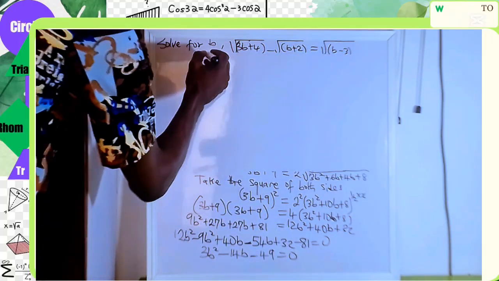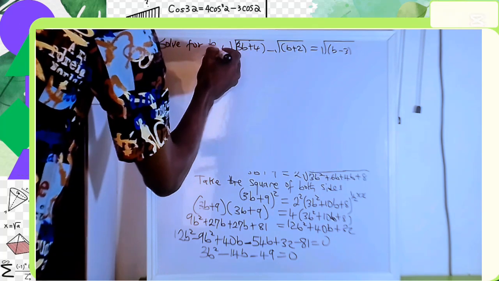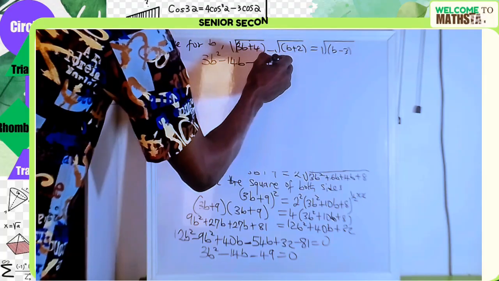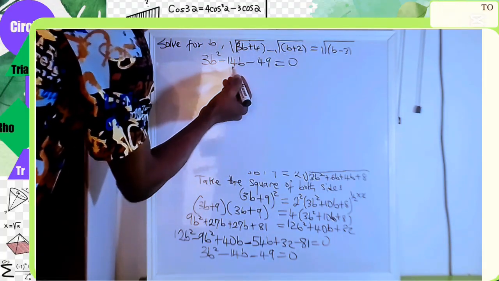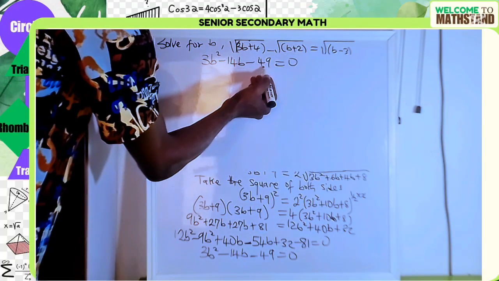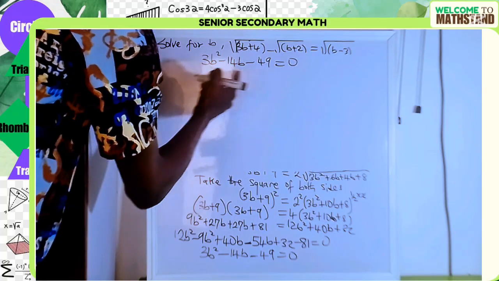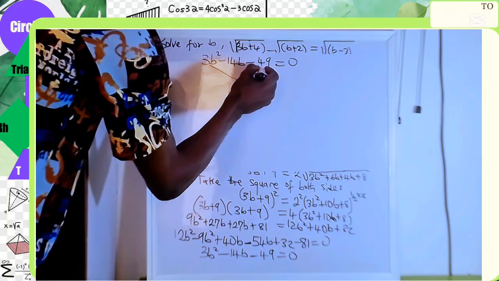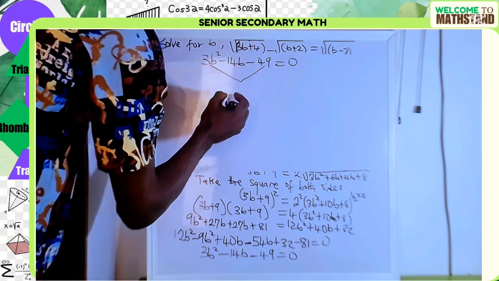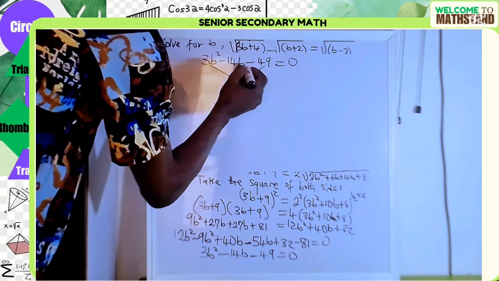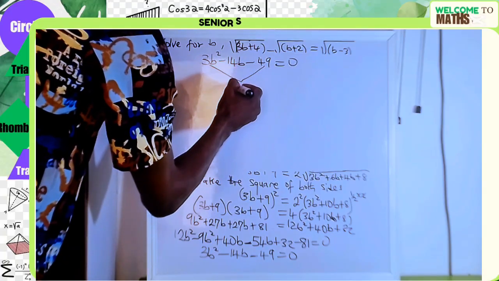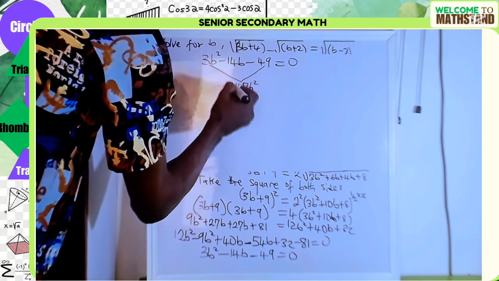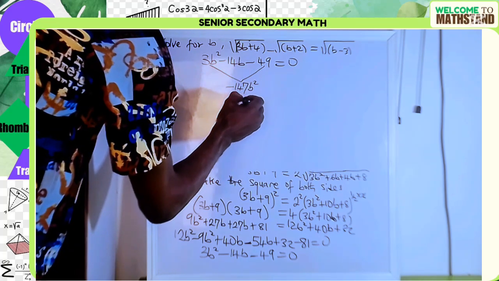So we have 3b squared minus 14b minus 49. Remember, this is the first term, this is the second term, and the last term of this quadratic equation. For us to factorize this, let's take the first term and multiply by the third term. That will be 3b squared times minus 49, which is minus 147b squared. And the middle term, the second term, is minus 14b.